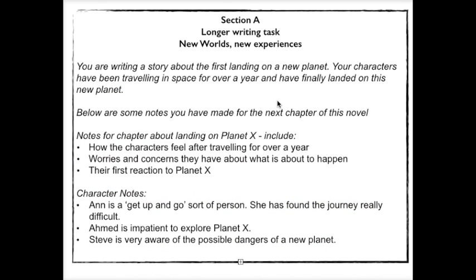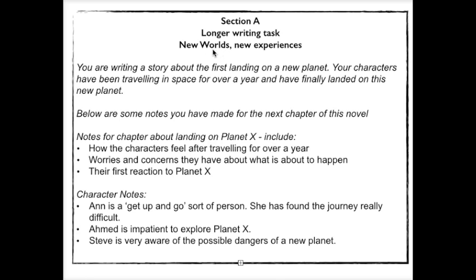This is an example of a very different type of longer writing task. The heading is New Worlds, New Experiences. You are writing a story about the first landing on a new planet. Your characters have been traveling in space for over a year and have finally landed on this new planet. Below are some notes you have made for the next chapter of this novel. Notes for chapter about landing on Planet X include how the characters feel after traveling for over a year, worries and concerns they have about what is about to happen, and their first reaction to Planet X.